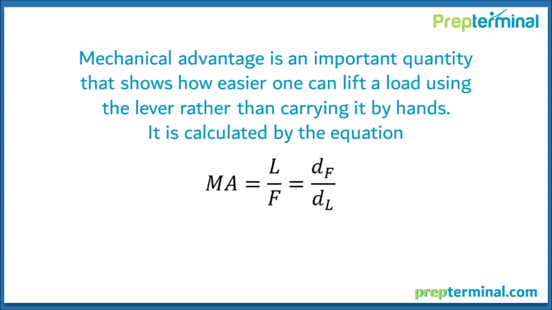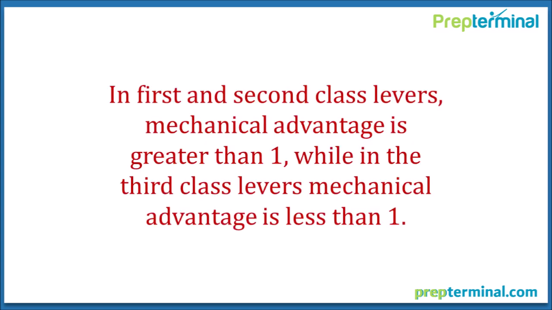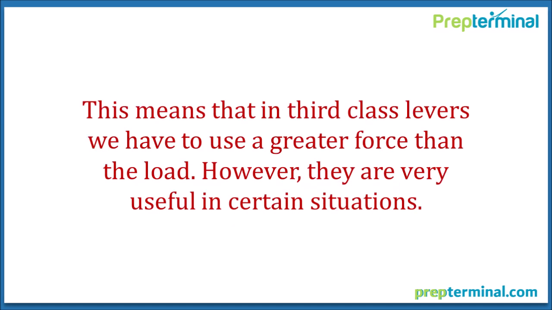Mechanical advantage is an important quantity that shows how much easier one can lift a load using the lever rather than carrying it using hands. It is calculated by the equation MA equals L divided by F equals dF divided by dL. In first and second class levers, mechanical advantage is greater than 1, while in third class levers, mechanical advantage is less than 1. This means that in third class levers, we have to use a greater force than the load. However, they are very useful in certain situations.